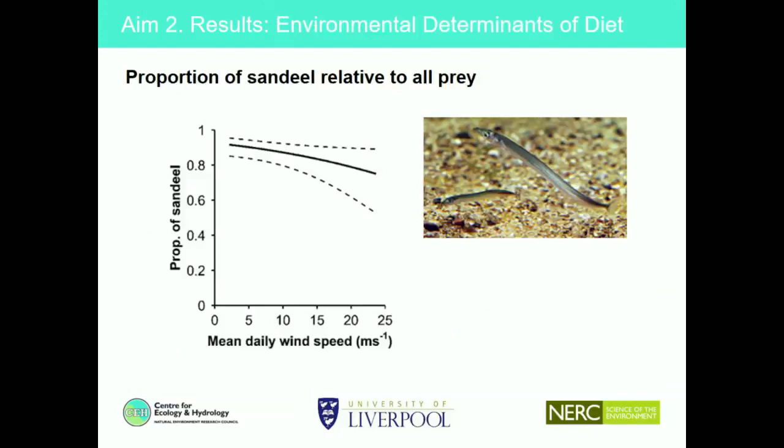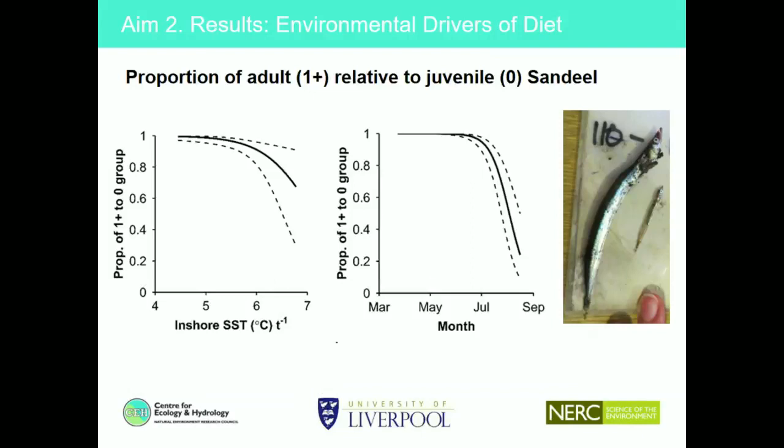And then to test the underlying environmental determinants of diet composition, this is for the proportion of sand eel relative to all other prey. And on the x-axis, we can see mean daily wind speed. And what we can see is that as it gets more windy, the proportion of sand eel in the diet is reduced. And then the next model, this is the proportion of adult relative to juvenile sand eel.